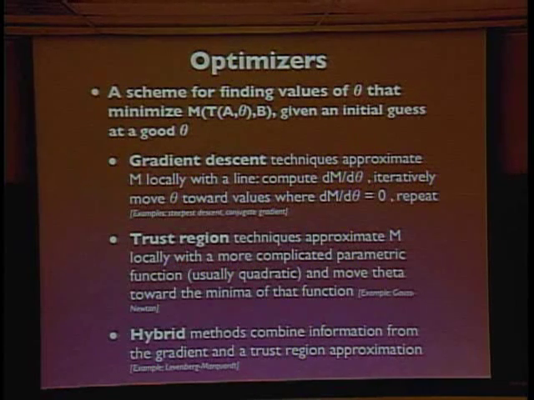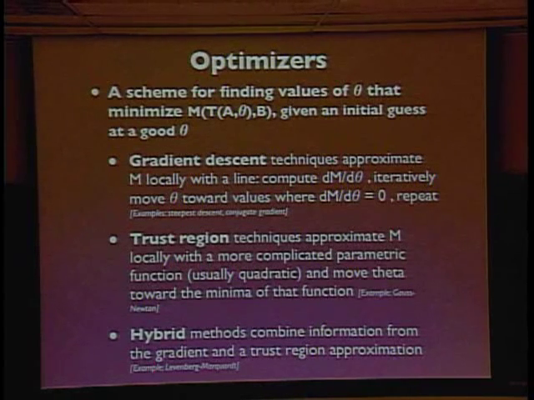Trust region techniques are a little bit more complicated, in that you do a higher order approximation of this metric function. Usually you approximate the metric locally by something like a quadratic curve, and then move the parameter values towards a minimum of that. Gauss-Newton is your prototypical example of this kind of trust region method.